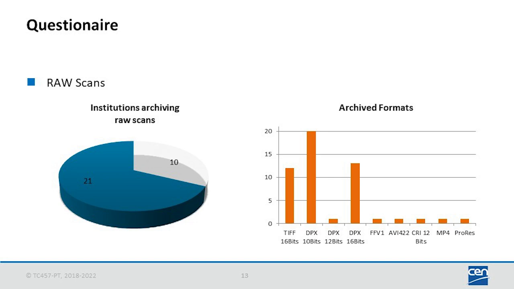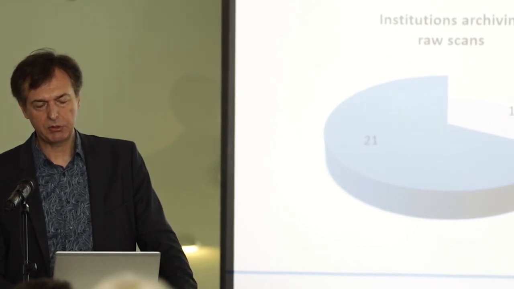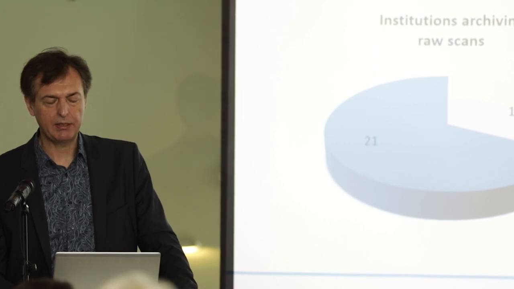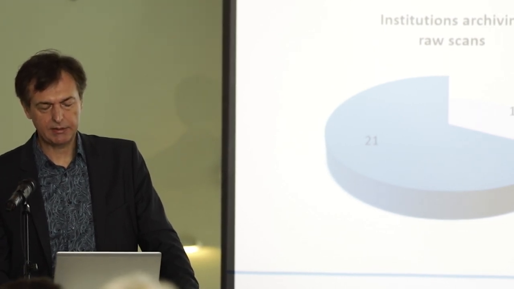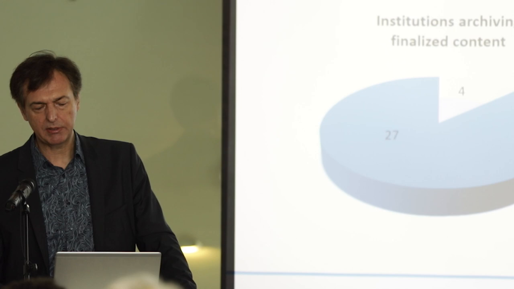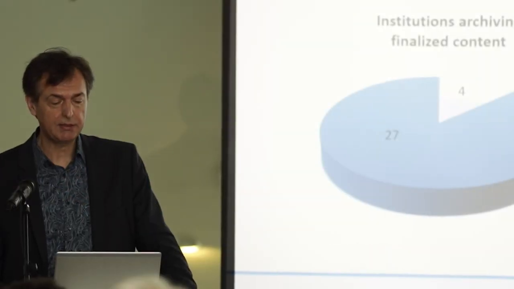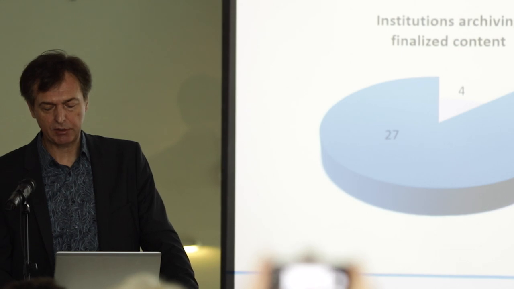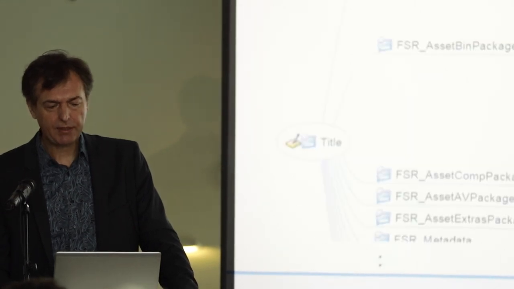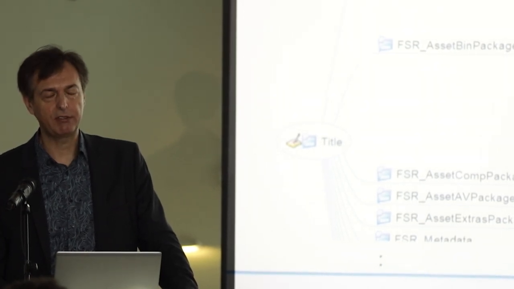So typically, if you look for raw scans of film material, you see typically TIFF or DPX. That's the most important, but we also see some other formats. It's a lot of different things which will be stored. For the finalized, post-produced or restored content, we see that we have also DPX and TIFF image sequences. We have also ProRes files. We have also DCDMs. We have also DSMs and DCPs. So there are a lot of different variations of formats. And that brought us to an idea: how would we organize such a send preservation package?